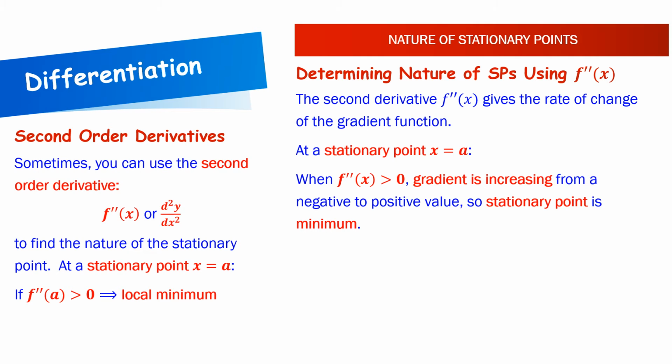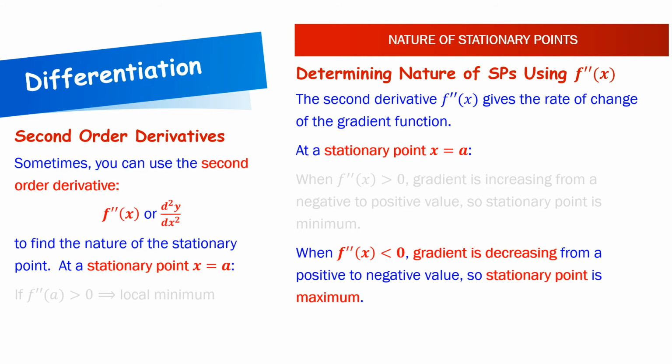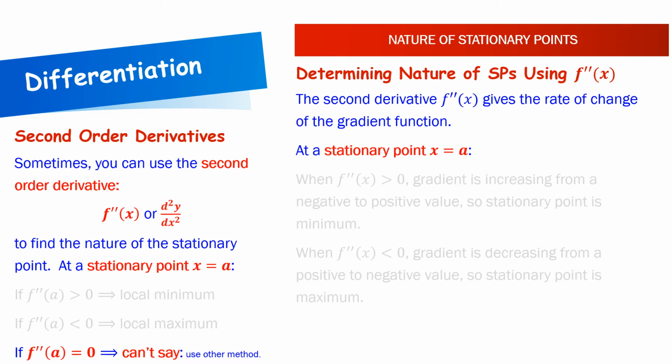So at a stationary point x equals a, if f double dash of a is greater than 0, we have a local minimum. Now when f double dash of x is less than 0, the gradient is decreasing from a positive to a negative value. So the stationary point is a maximum. And therefore, if f double dash of a is less than 0, then we have a local maximum. Now, if f double dash of a equals 0, then we actually can't say anything, and we need to use the other method.